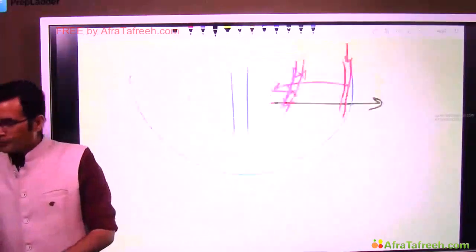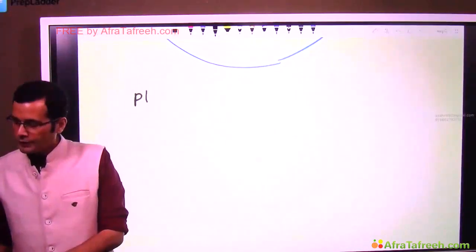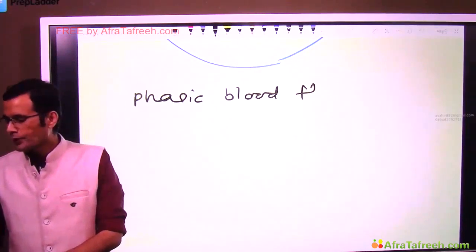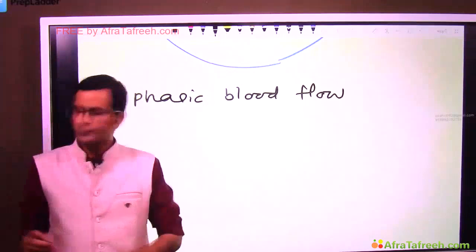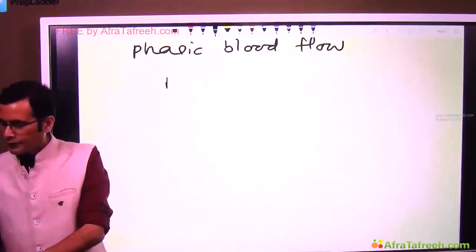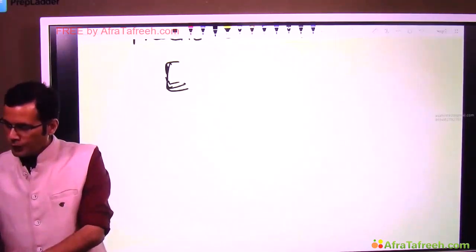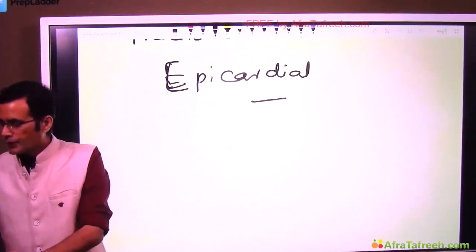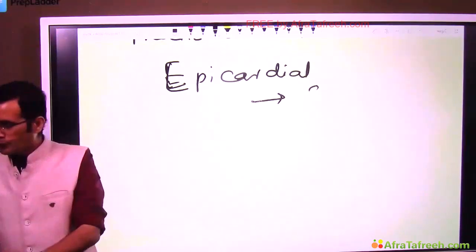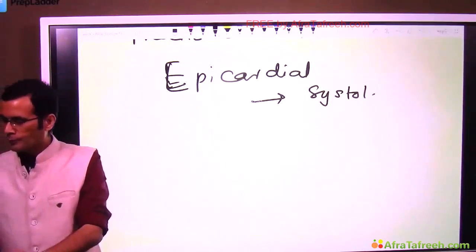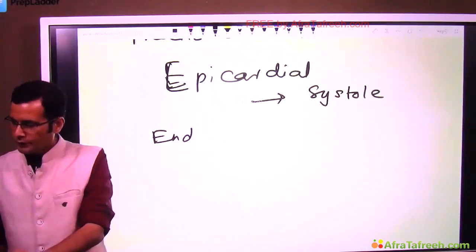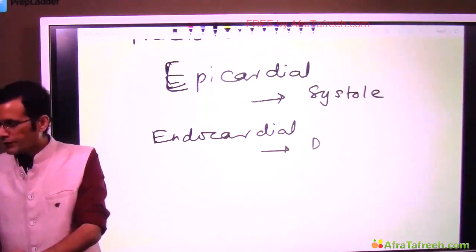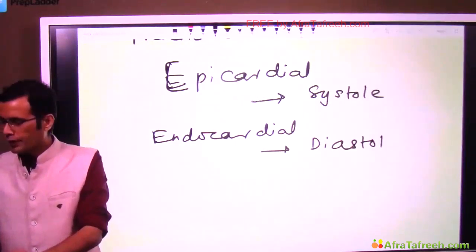So therefore, please understand that there is a phasic blood flow in the heart, in the coronary circulation, and as I mentioned just now, epicardial coronary vessels will receive the blood flow during systole, and endocardial vessels will receive the blood flow during diastole.